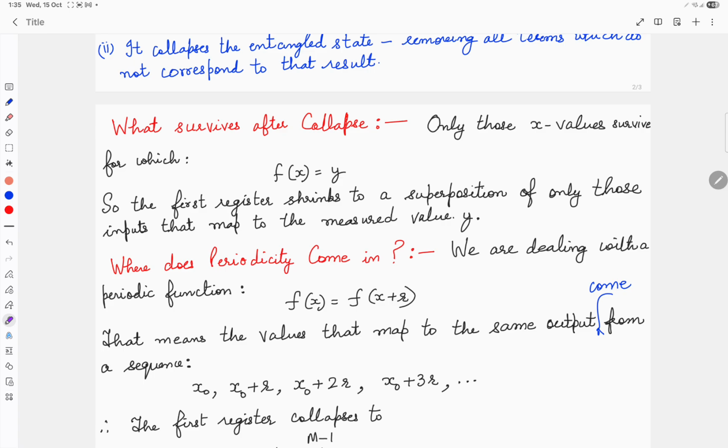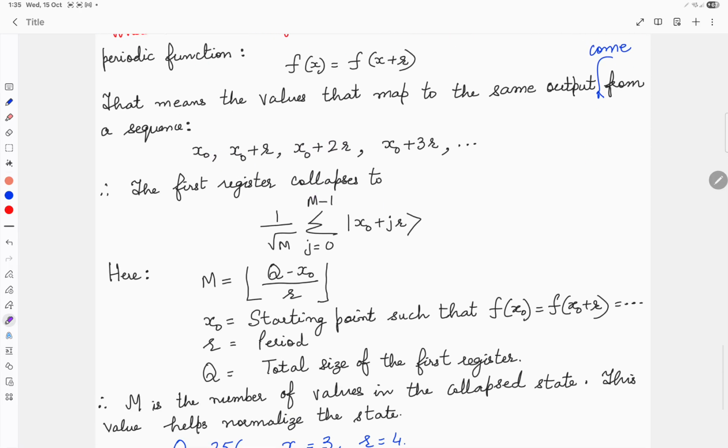Both the registers have collapsed. The second register will have a value y. The first register will have those values of x which map to y, and this is the sequence that maps to y. So in general, we can write the state of the first register as ket of x naught plus jr, and of course m comes from q minus x naught divided by r. So this result gives you a value related to r.